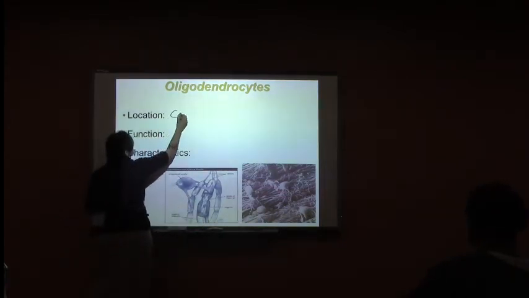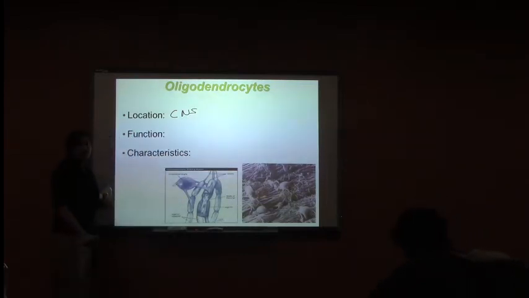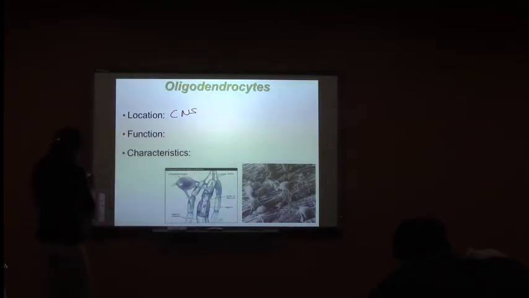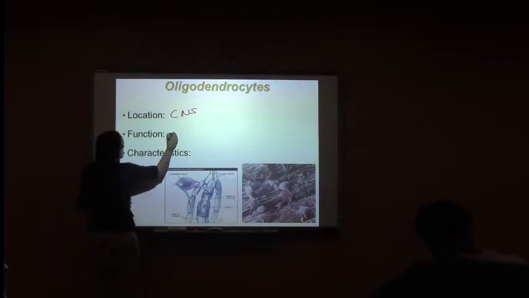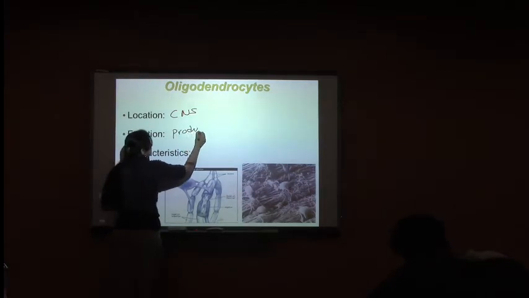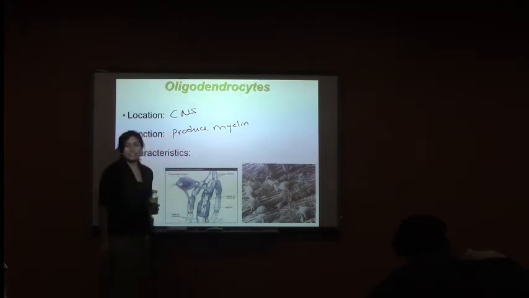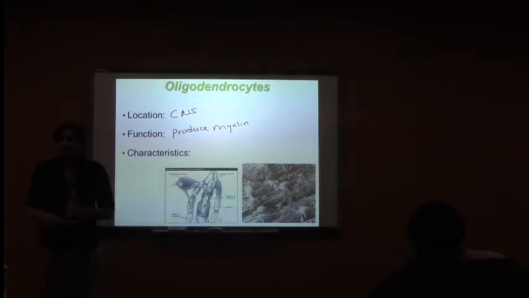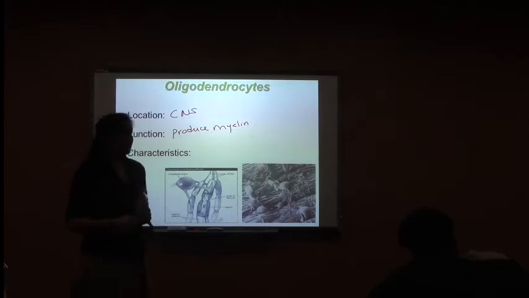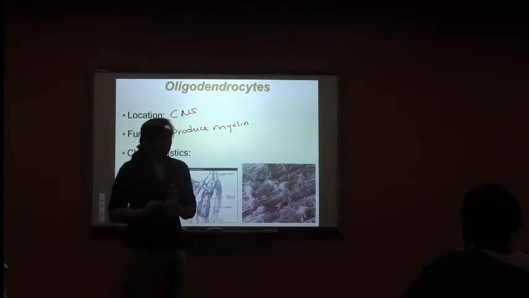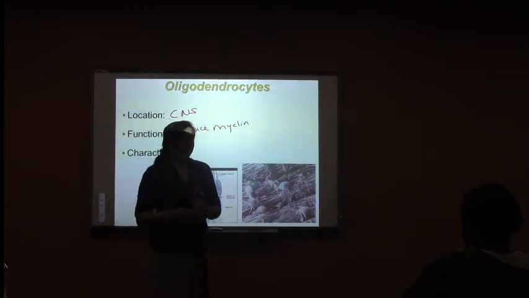Location, CNS, central nervous system. Function, produce myelin sheet. Has anybody ever heard about myelin sheet or myelin? What is it? It wraps around the axon and it keeps it insulated. There you go.